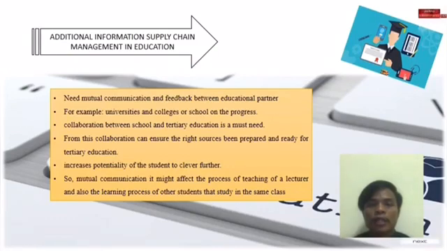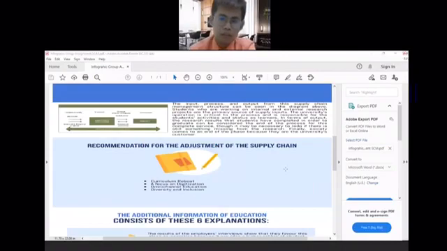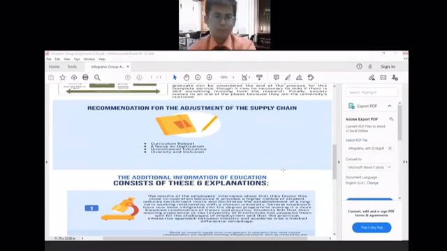At the same time, it increases the potential of clever students in the first year. So, mutual communication might affect the teaching process of the lecturer and also the learning process of the students who study in the same class. So I will continue with the additional information that had been found by each of us.